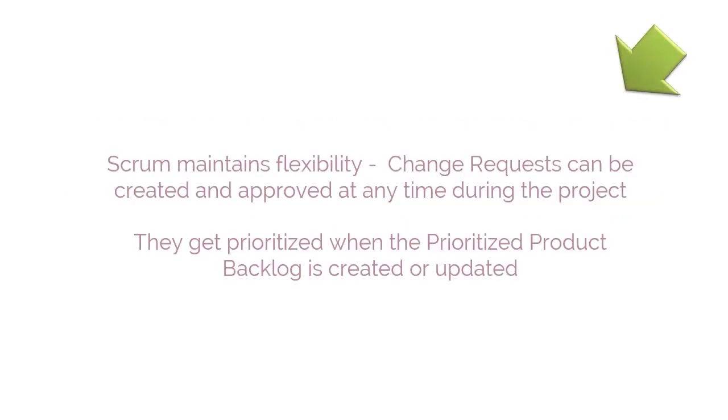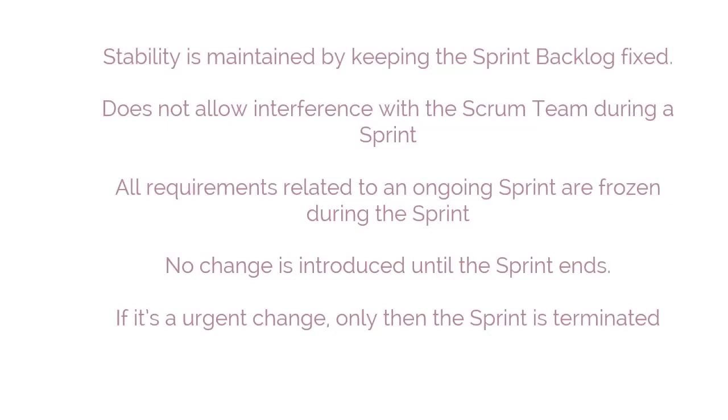Scrum maintains flexibility in that change requests can be created and approved at any time during the project. However, they get prioritized when the prioritized product backlog is created or updated. At the same time, Scrum ensures that stability is maintained by keeping the sprint backlog fixed and by not allowing interference with the Scrum team during a sprint.